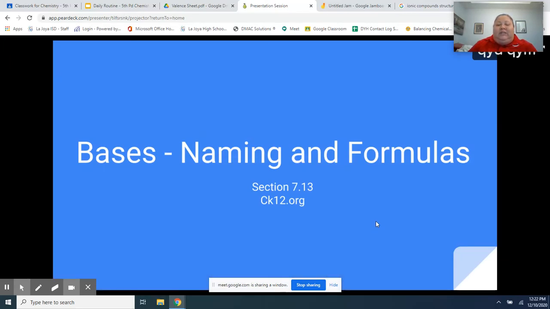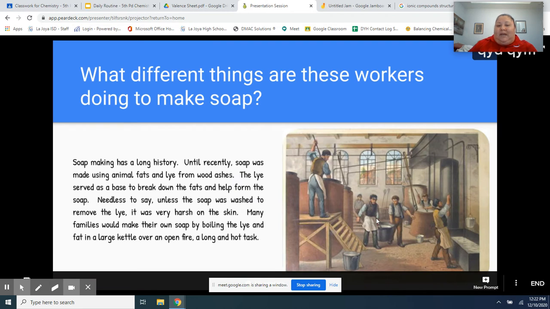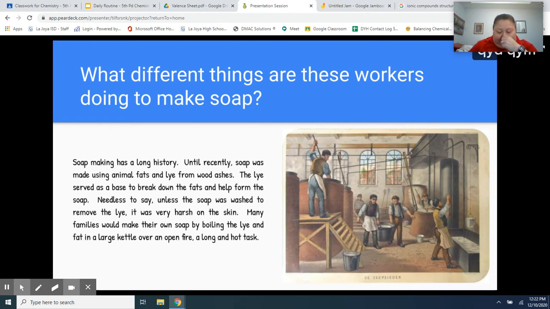Thank you for joining us again on our talk, this time about section 7.13: bases, naming, and formulas. Of course, all of this information comes from your CK12 packet. So, what different things are these workers doing to make soap? All right, so our introduction will be about making soap. Who's going to help me?